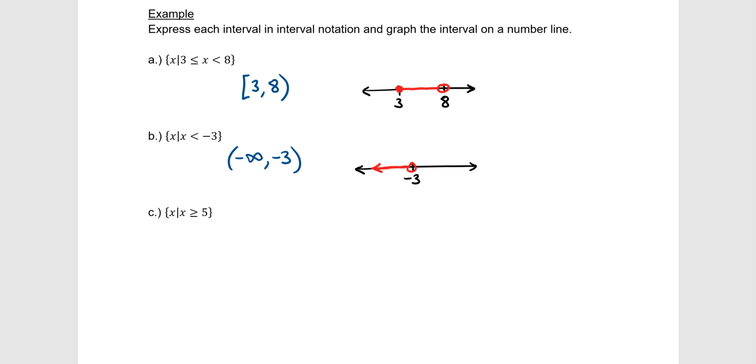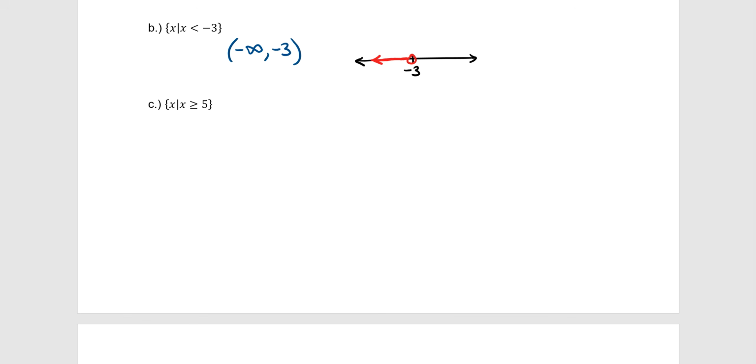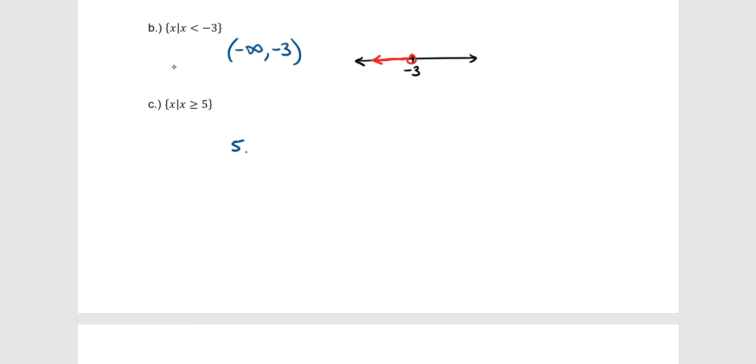Okay, last one, we have the set of all x's such that x is greater than or equal to 5. So greater than or equal to 5 means it's going to be 5 to infinity. And this gets a bracket on the 5 because we're including it. And on the number line, it's going to be an arrow to the right of 5, including the 5, so it gets a filled in closed circle.